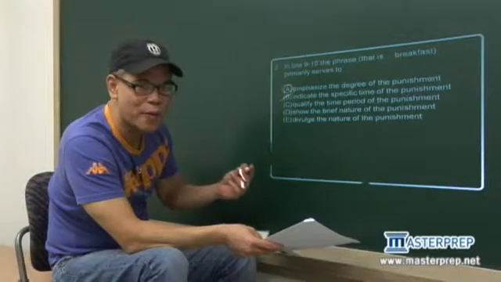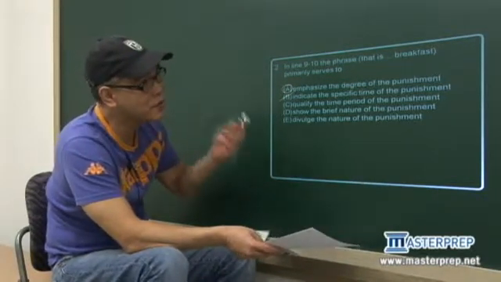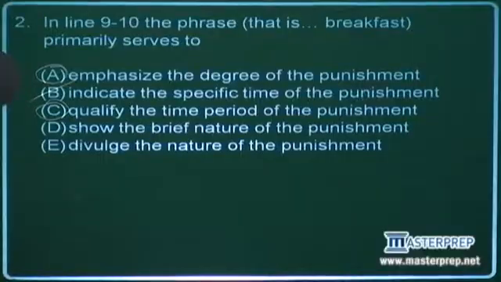Qualify the time period of the punishment. Is it to narrow down the time period? Because he says all day. Well, no, not really all day. It's from after. It's possible. It's between A and C.